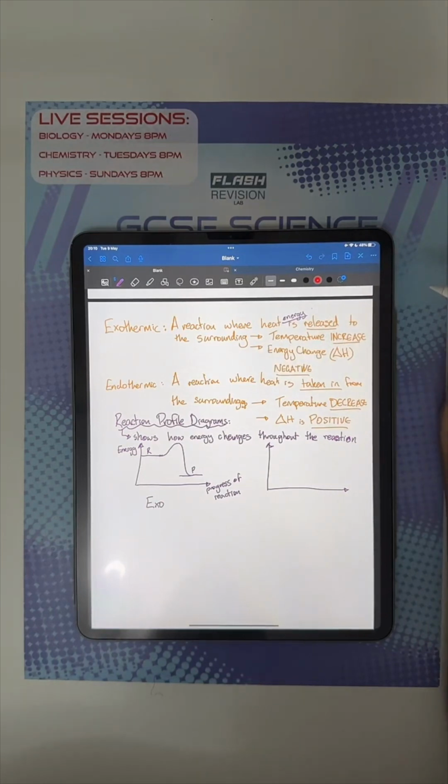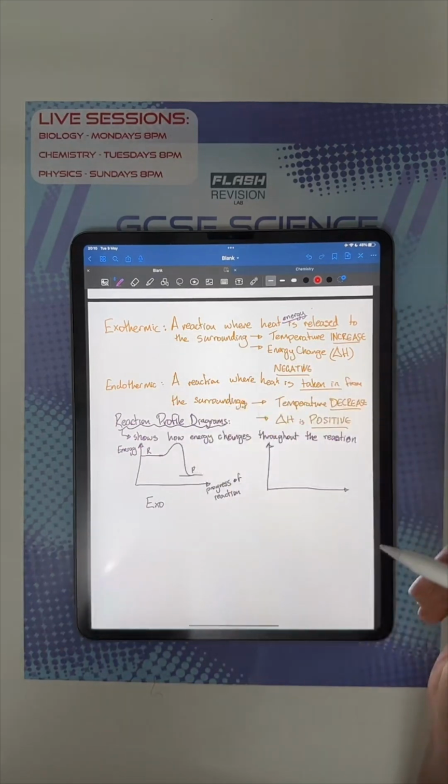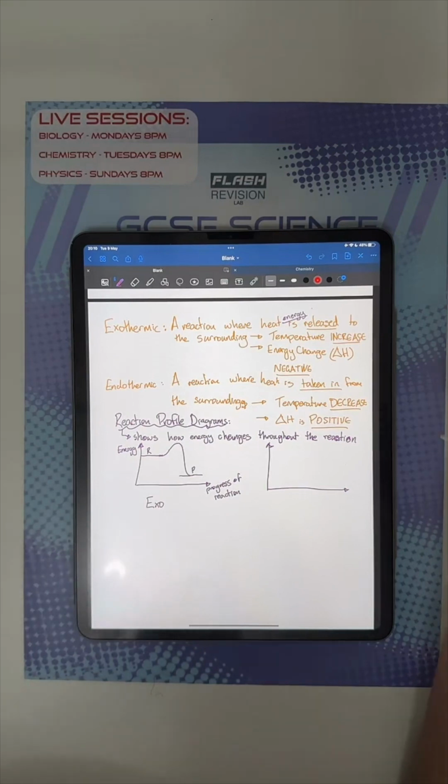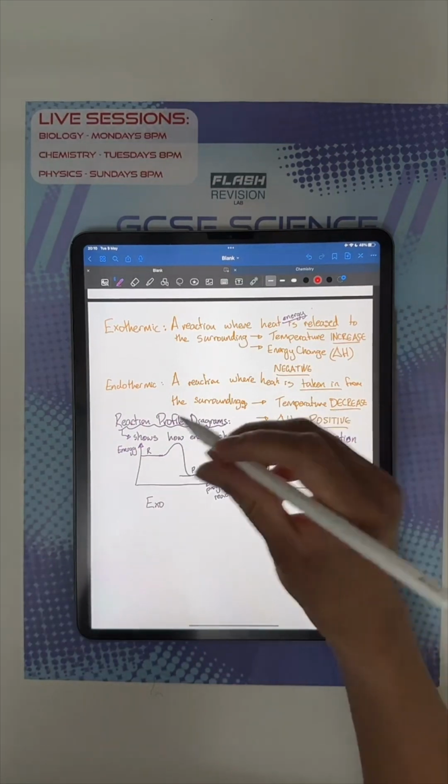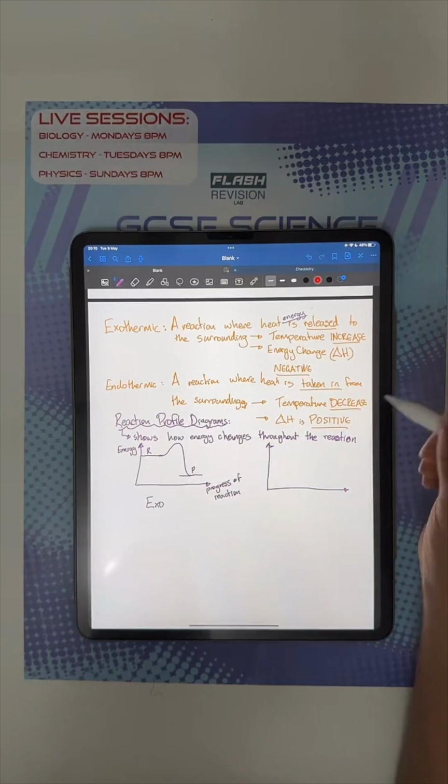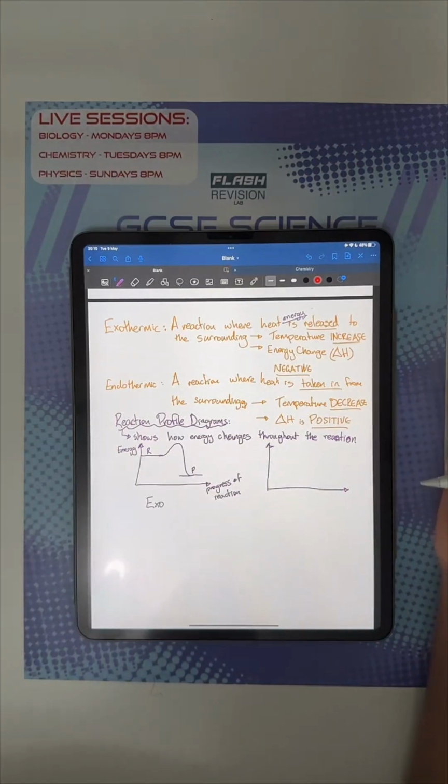And what you need to be able to do is to label activation energy and the overall energy change. So where do we label both of those? Activation energy and overall energy change.